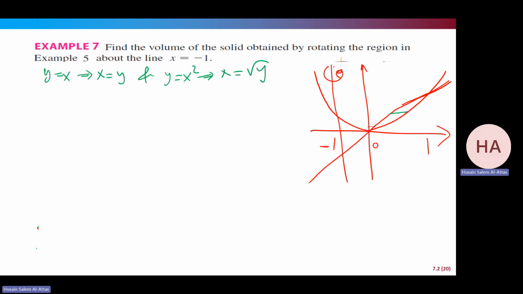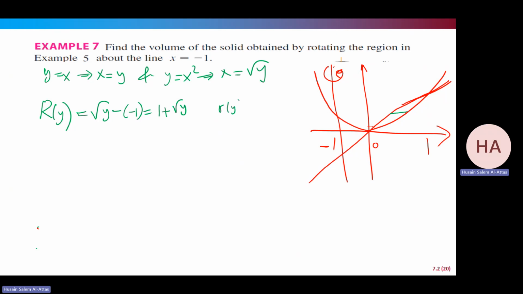Okay. So what will be the outer radius? R of y. It means I need this one. So it will be what? It will be square root of y minus 1. Square root of y. This is the right minus the left. Square root of y minus 1. That will be 1 plus the square root of y.